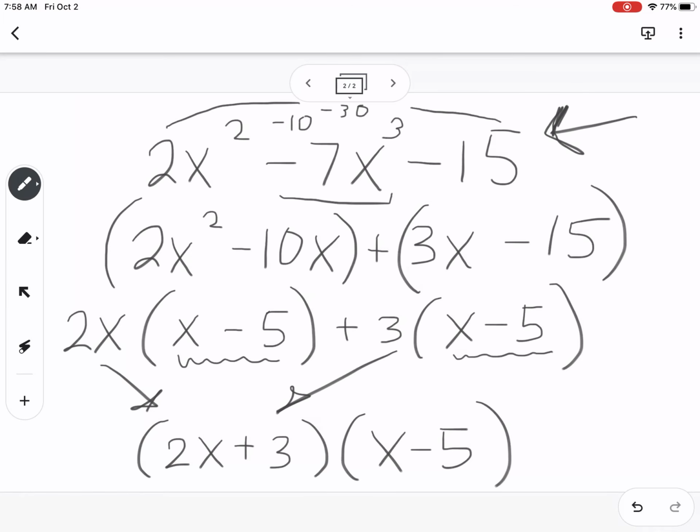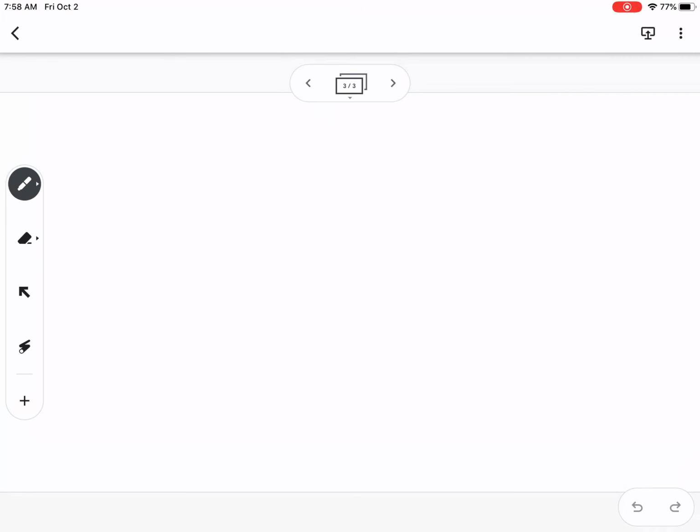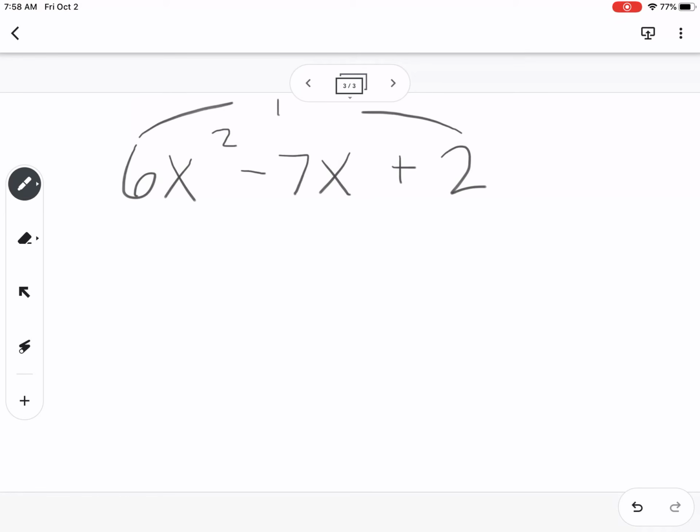Okay, so that is that, and then we're going to do one last one with a lead coefficient greater than 1. So let's look at 6x squared minus 7x plus 2. So we're going to do the same process. So 6 times 2 is 12. Positive 12. So we know that because it's multiplying to a positive 12 and it has to add to a negative 7x, that means both terms need to be negative. So we think, okay, so 12 is 1 and 12, 2 and 6, 3 and 4. So it doesn't matter what order since they're both negative. So we're going to write minus 3, minus 4.